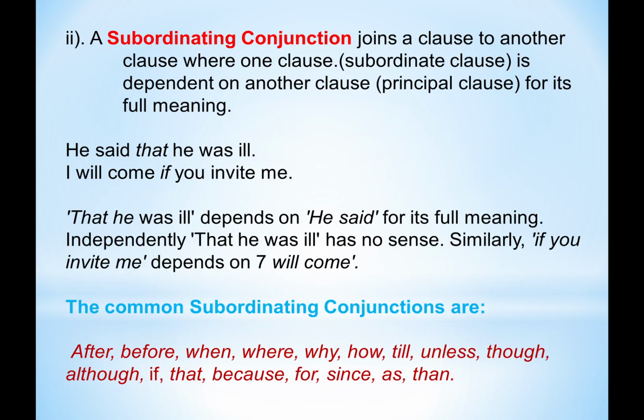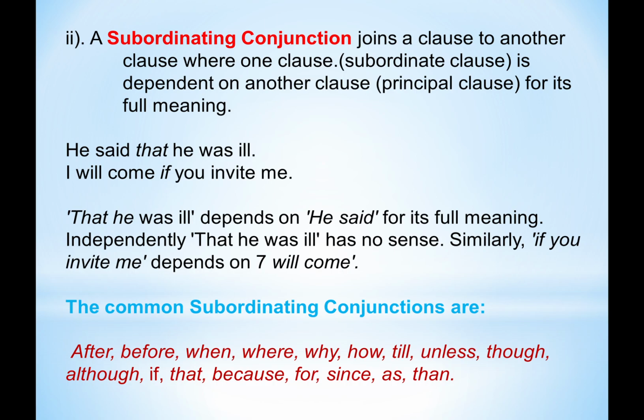Subordinating conjunction. A subordinating conjunction joins a clause to another clause, where one clause, that is the subordinate clause, is dependent on another clause, which is called the principal clause, for its full meaning. That means a subordinating conjunction does the work of combining two types of clauses. One is the independent clause, that means its meaning is clear, and the other is the dependent clause.